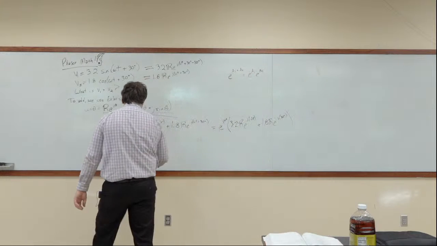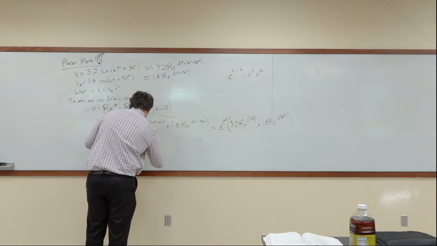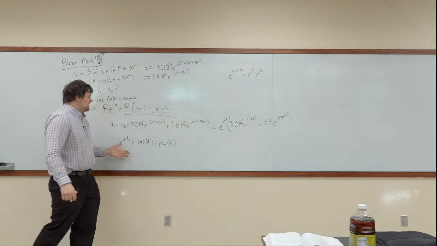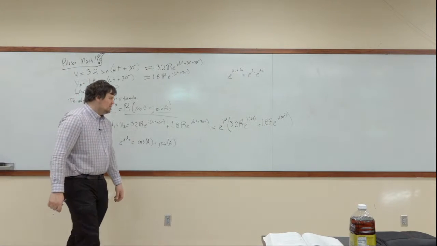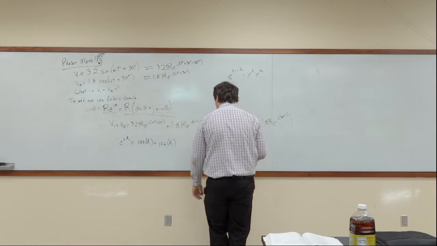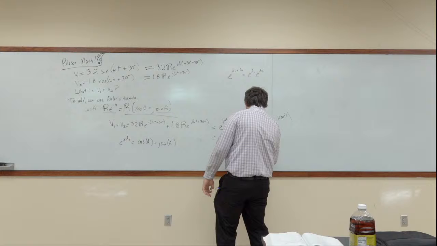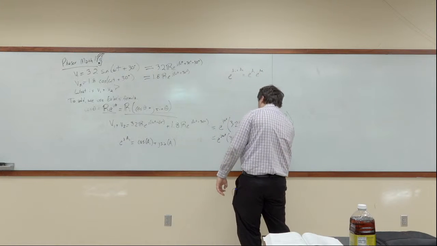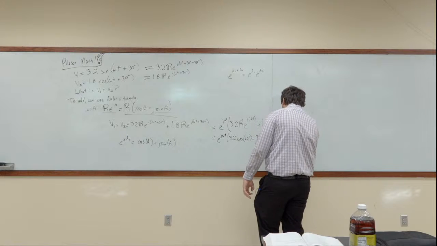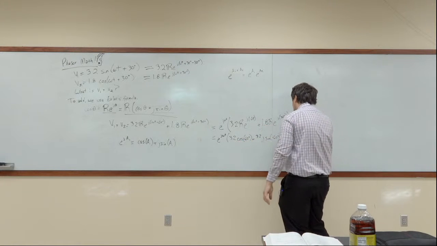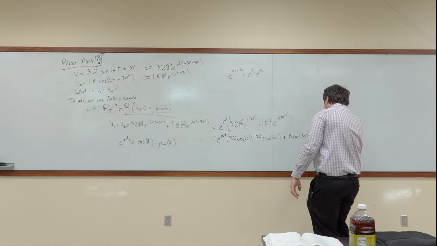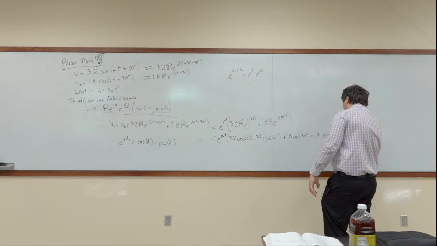Right. e to the j a1 is equal to cosine of a1 plus j sine a1. Okay? So as we break this back out, what this component ends up being is e to the j omega t times 3.2 times cosine of negative 60 degrees, plus 3.2 times j sine negative 60 degrees. So that's the first piece. And then we have the second piece: plus 1.8 cosine 30 degrees plus 1.8 j sine 30 degrees.